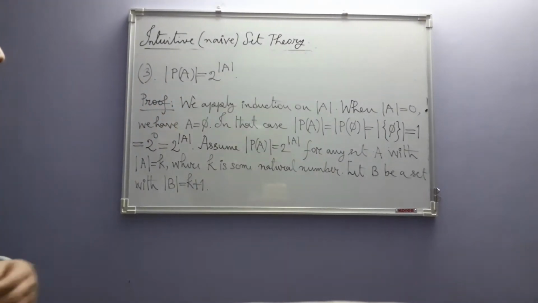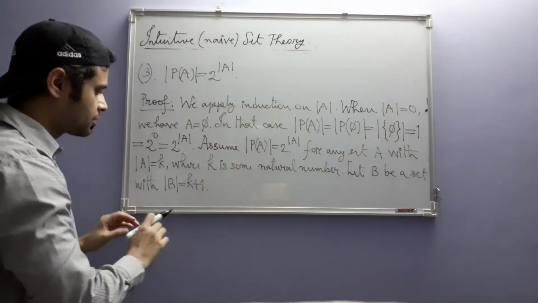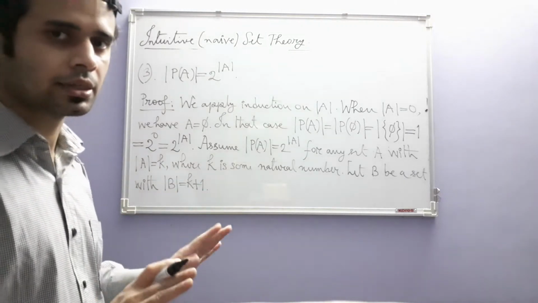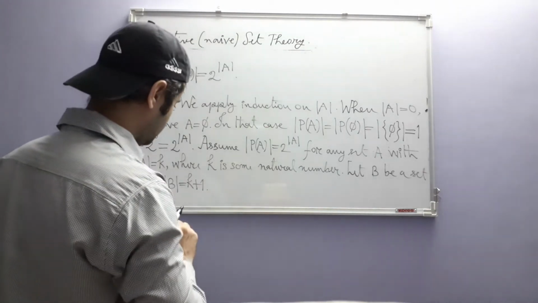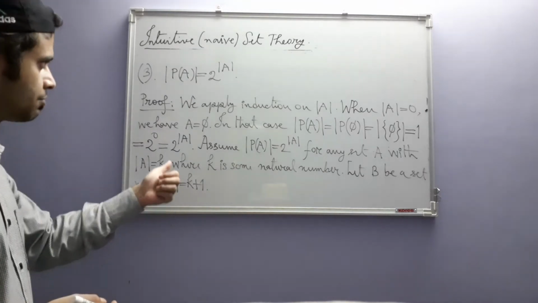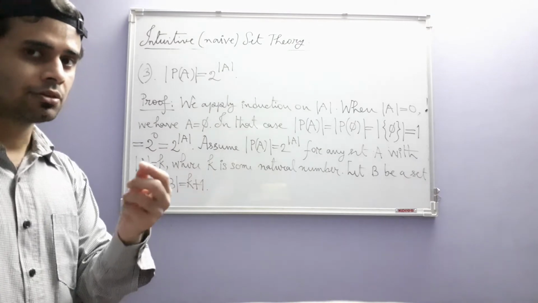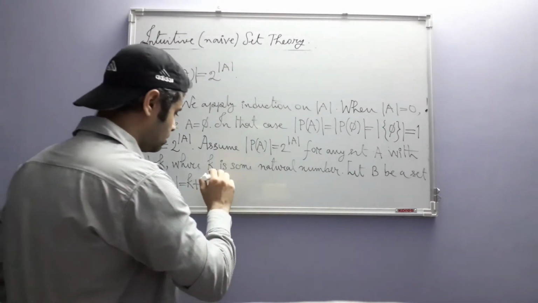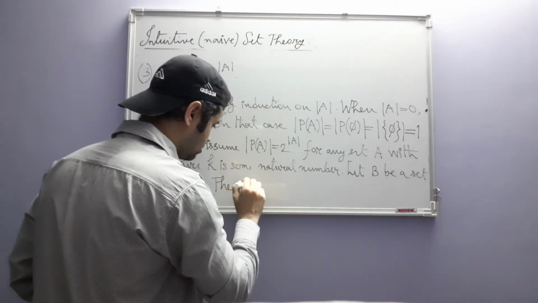Now, okay, what can we do now to prove that? This is my basis for induction. This is my induction hypothesis. Now I want to perform the induction step. So to do that, we look at the subsets of B, because we want to estimate the size of power set of B. That means the set of all subsets of B.